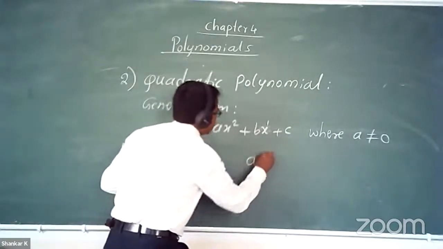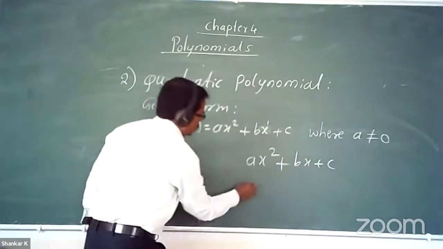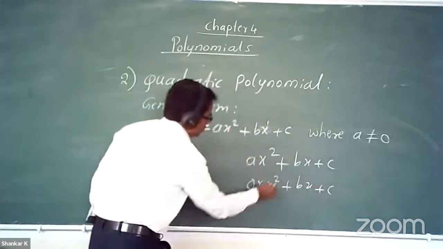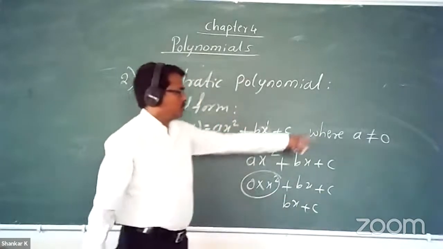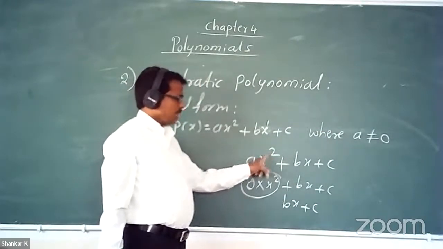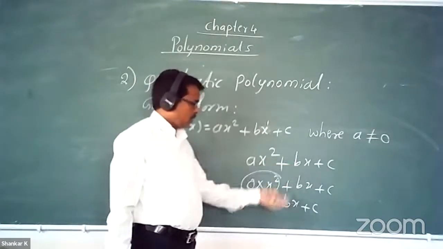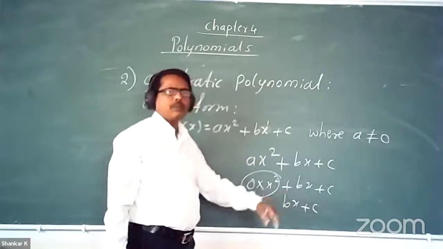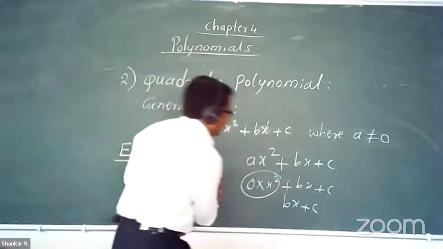Here your polynomial's general form is ax square plus bx plus c. If a equals 0, then 0 into x square plus bx plus c. So this term becomes 0, and only bx plus c is there. So a should not be 0. If a is 0, the second degree x square term is not there. If the x square term is not there, it will not be a degree 2 polynomial. This becomes a degree 1 polynomial, a linear polynomial. Understanding? That's why it should not be 0.